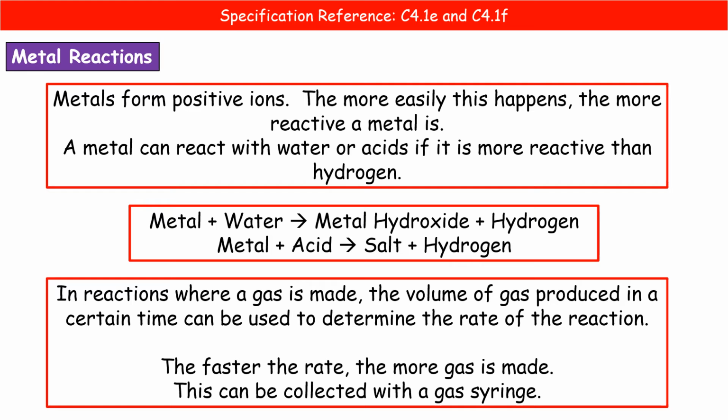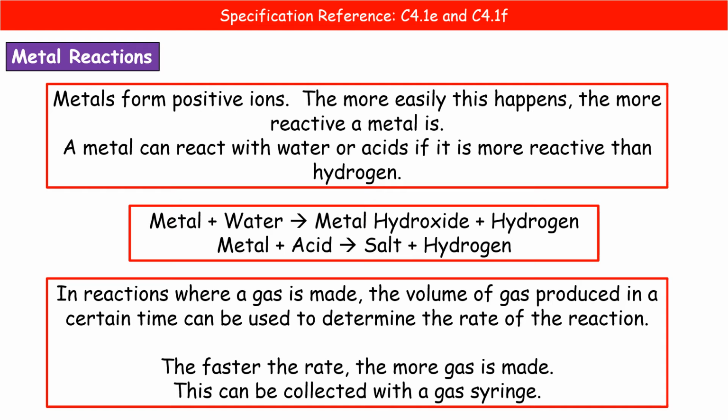We do need to know about the reactions of metals as well here. So hopefully we do remember all metals form positive ions, and the more easily that ion is formed, the more reactive the metal is. There are a few reactions we really need to know. First of all, a metal and water. What we're going to find is a metal will react with water if it's more reactive than hydrogen. Same rule here for metals reacting with acids. If the metal is more reactive than hydrogen, a reaction takes place. If it's not, it doesn't.